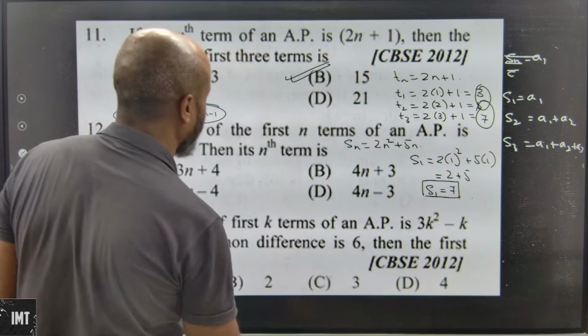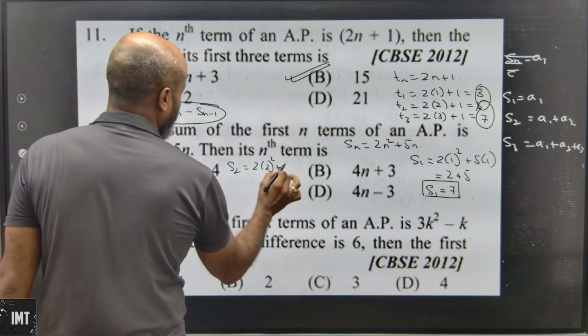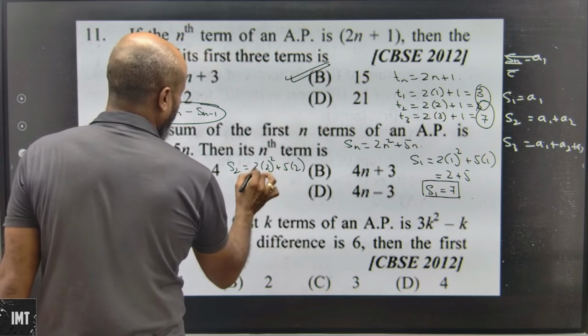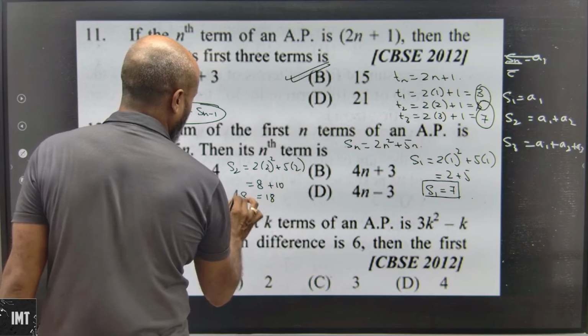What will be the value of S2? S2 is equal to 2 into 2 square plus 5 into 2. So that will be 4 2s are 8 plus 10. So that will be 18. S2 is having a value of 18.